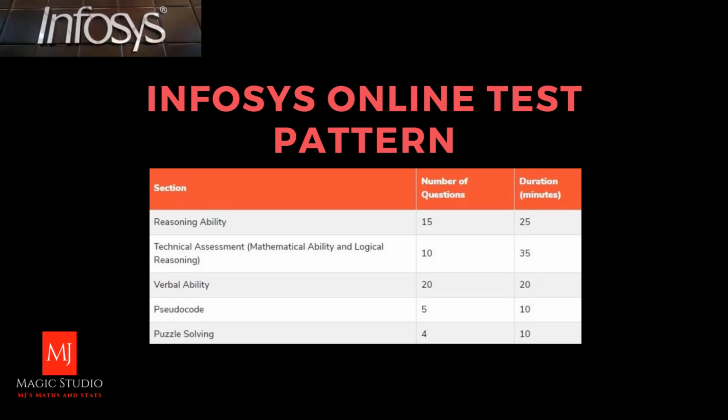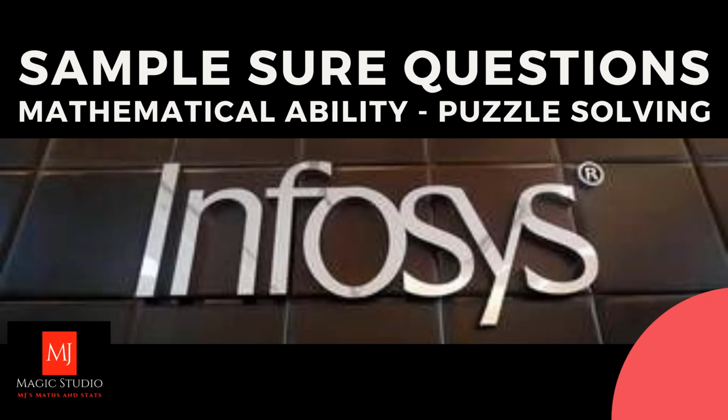The difficulty level of the mathematical ability questions is on the higher side, as 35 good minutes are given to solve 10 questions. So I am hoping they would be medium to difficult level questions as far as mathematical ability is concerned. Let's keep going, and best wishes to everyone who is writing the Infosys online test this season.